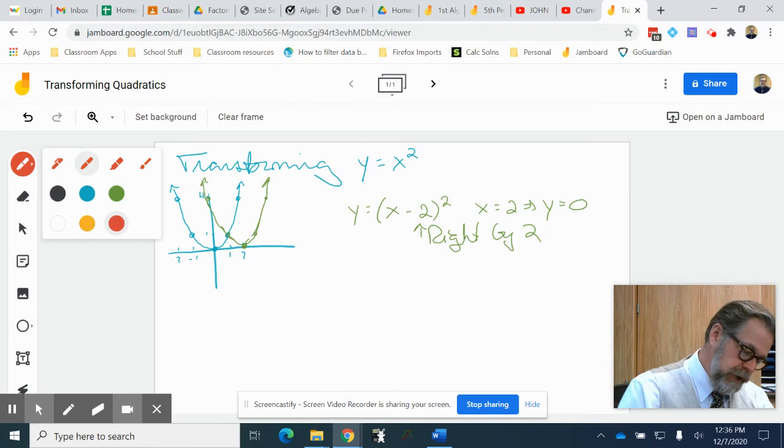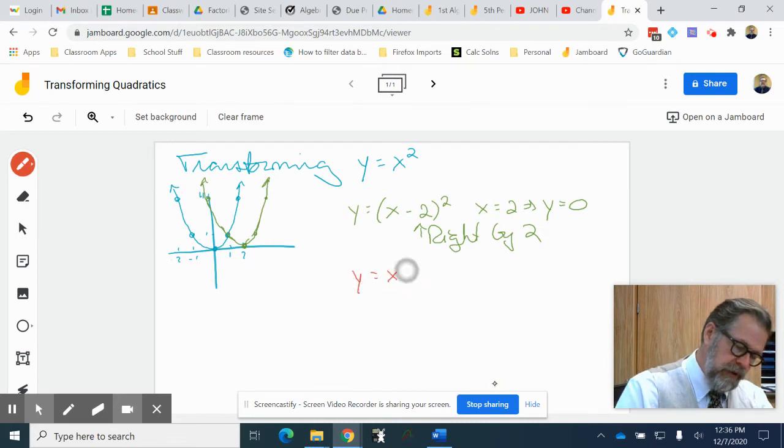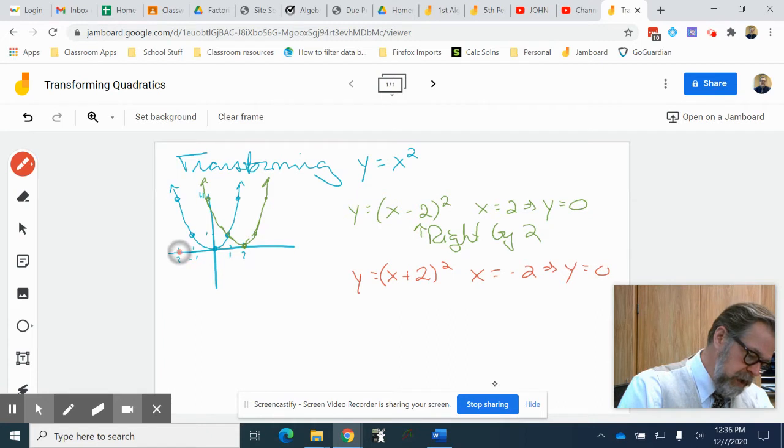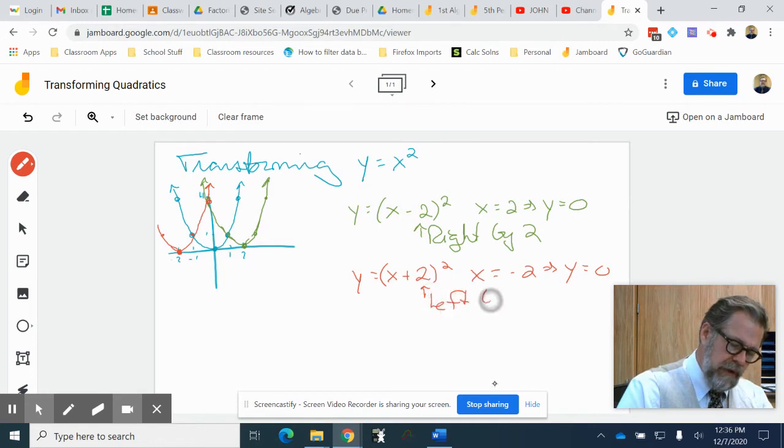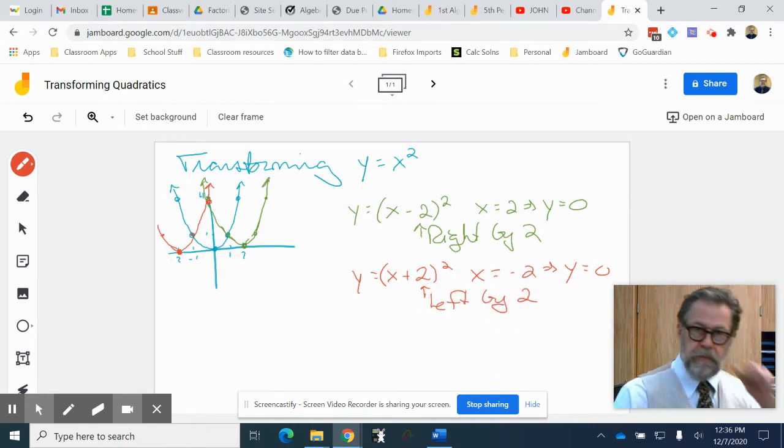Let's look at y equals x plus 2, squared. Similarly, if x is negative 2, then y is 0, which means that I'm going to have a vertex right there at negative 2. And doing some quick calculations again, what I discover is that this graph also has the exact same shape, but it is shifted left by 2.